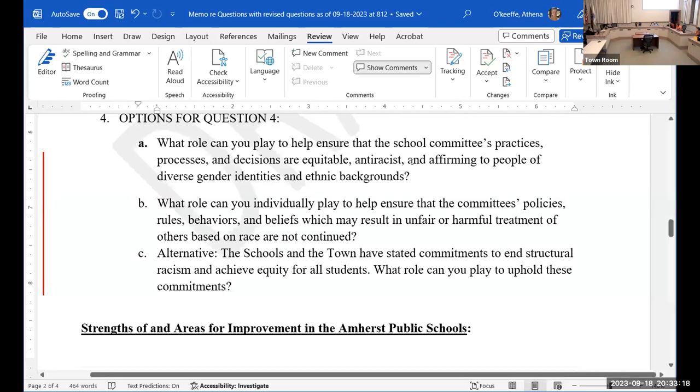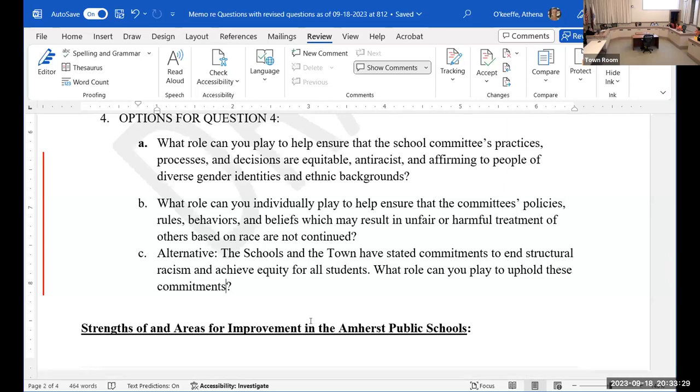So saying, what role can you play to uphold these commitments through the practices, processes, or decisions, or something like that. I don't know. I think getting at that we're asking them about it within the capacity of their role as a school committee member, if that makes sense. But I think that we've wordsmithed this now to the point where we've got three really, really similar questions. So we would probably either be shifting one back to being solely focused on racism or eliminating two, in my opinion. Thanks.